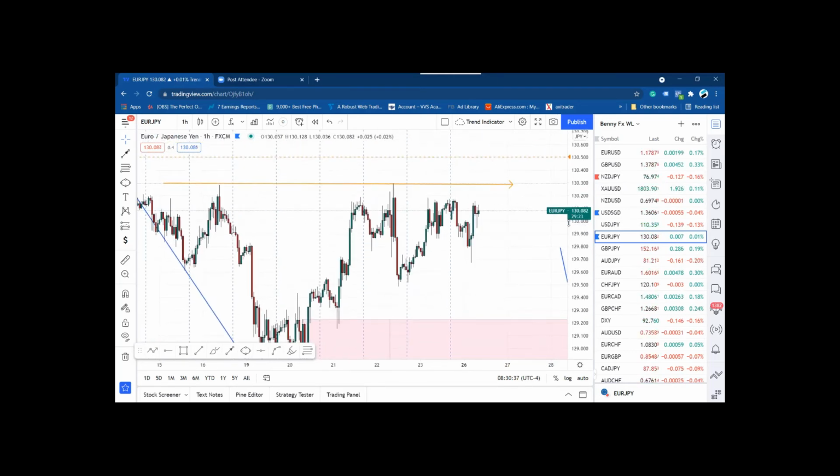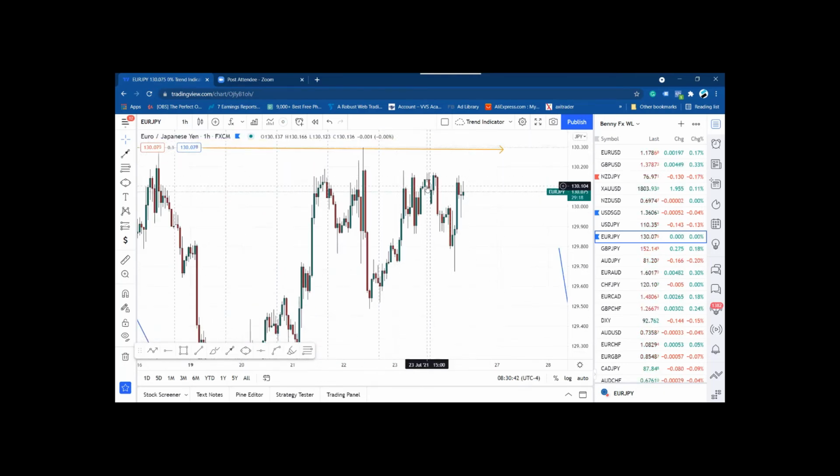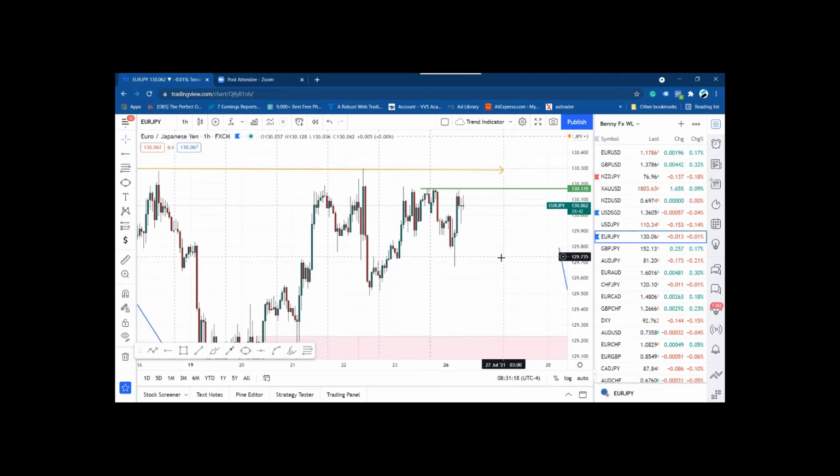One thing I'm quite hesitant about going long is simply because the market did not make a higher high. You can see this was the high. It did not make a higher high. If price makes a higher high and then starts moving lower, I will be very, very interested to take a long. But the fact is, it failed to make a higher high. That is my concern. That's why I don't quite like going long here.